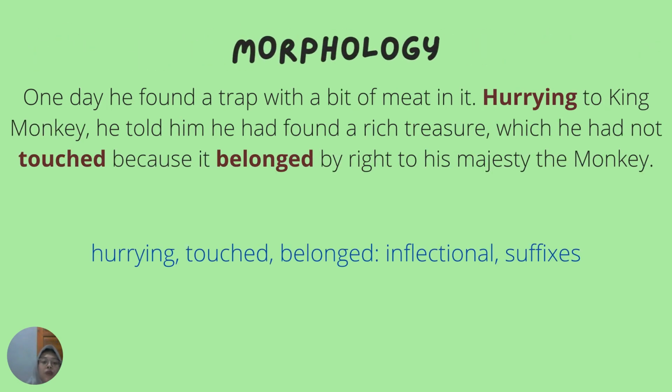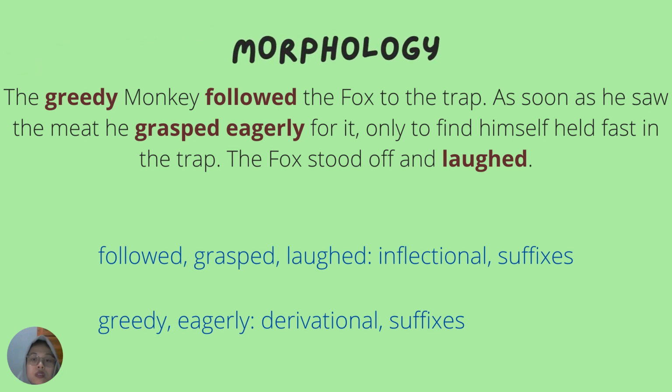Next, one day he found a trap with a bit of meat in it. Hurrying to King Monkey, he told him he had found a rich treasure which he had not touched, because it belonged by right to His Majesty the Monkey. All of these words have two morphemes, and they are inflectional and also suffixes. So we don't mention it too much.